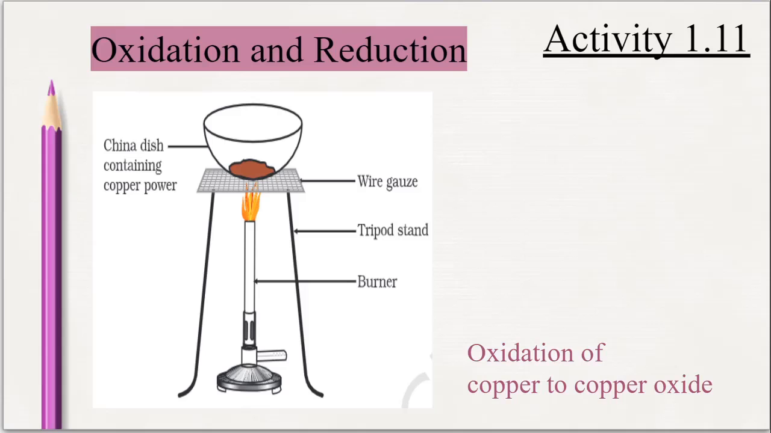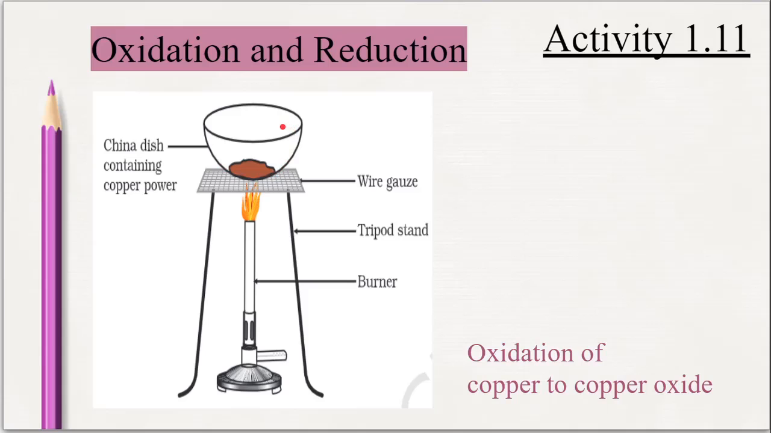So first of all, what will we do? We'll heat a china dish containing about 1 gram of copper powder. We'll take 1 gram of copper powder in the china dish, put it on the wire gauze, and put the wire gauze on the tripod stand. Then we'll turn on the burner and give heat to the china dish which contains the copper powder.